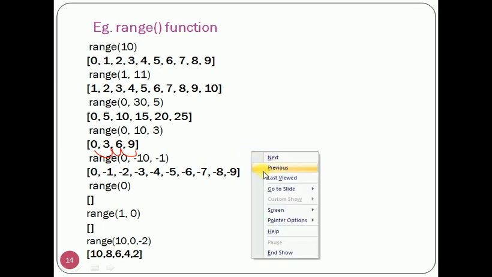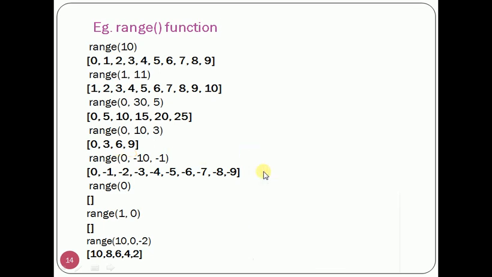You can give a negative value also. If you are giving a negative value, what will happen? See, I am giving a negative value for this step, -1. Okay, so it moves backward. Starting from 0, 0 plus -1, that becomes -1. -1 plus -1, -2, like that it will continue. And the last value will be greater than -10. So the last value is -9. So this is how it works if we are giving a negative value for the step.